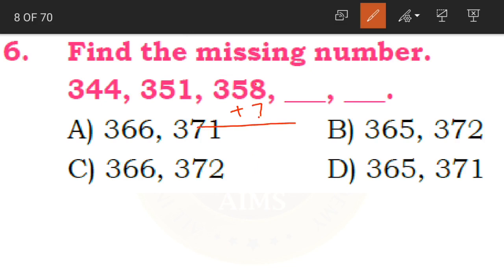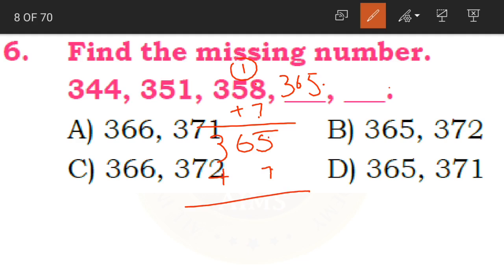358 plus 7. 8 plus 7, 15. 5 here, 1 carried. 5 plus 1, 6, 3. Yes, 365 is our fourth number. And again, to find out the fifth number, we should add 7. 5 plus 7, 12. 1 carried. 6 plus 1, 7 and then 3.